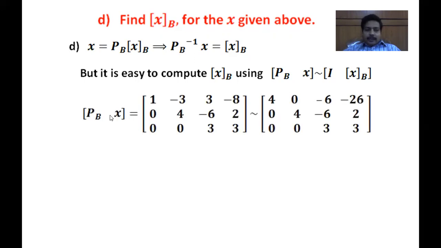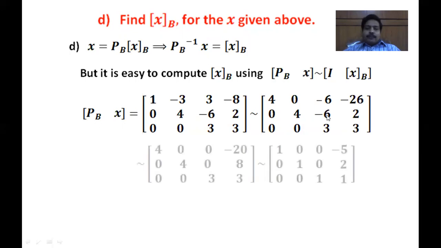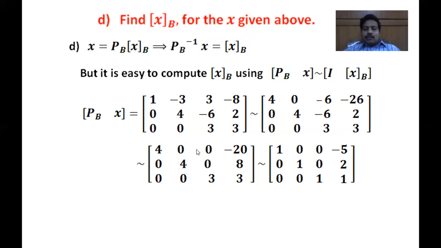So let us form the augmented matrix [P_B x]. The entries of x are added to the matrix P_B, and using this 4, I am making this entry 0, since already the entries below this leading entry are 0. So the matrix is in this form, which can be further converted into these forms by using elementary row operations. After getting this, I am dividing the first row by 4, the second row again by 4, and the third row by 1, so that it is in reduced echelon form.